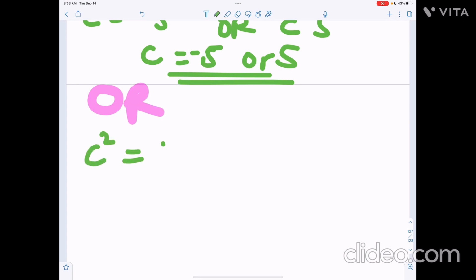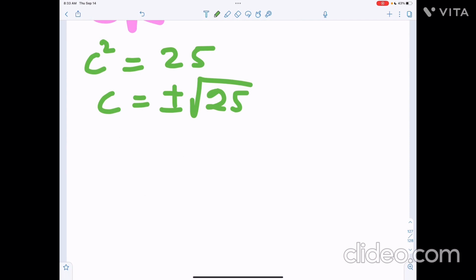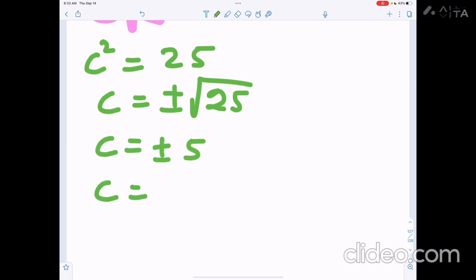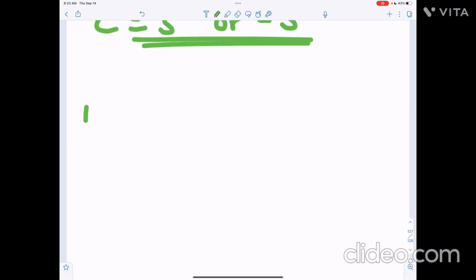The question says c squared is 25. You can just write c is plus or minus square root of 25. That's what we do in maths at this kind of step. C is equal to plus or minus 5. So c is equal to plus 5, or minus 5. So you can do it like that too. Now, question 15.